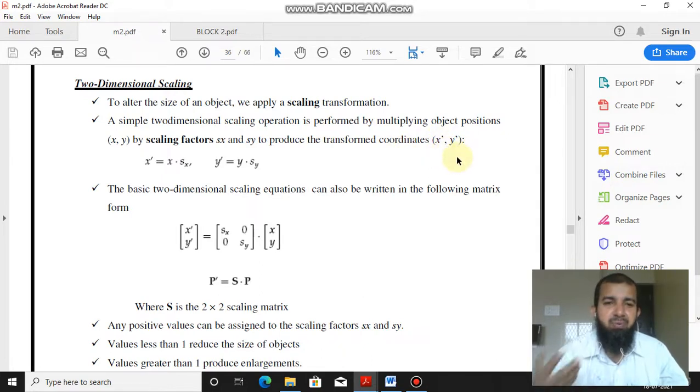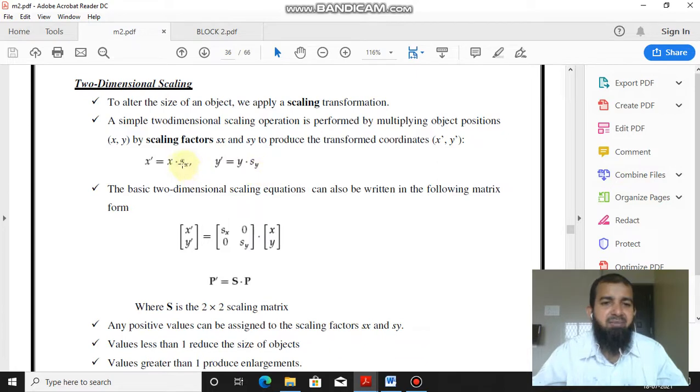How do you expand or condense? How do you find the new x and y values? By multiplying the object positions, that is the x, y positions of that object, by the scaling factors, that is sx and sy. That produces the transformed coordinates: x dash is equal to x times sx, and y dash is equal to y times sy.